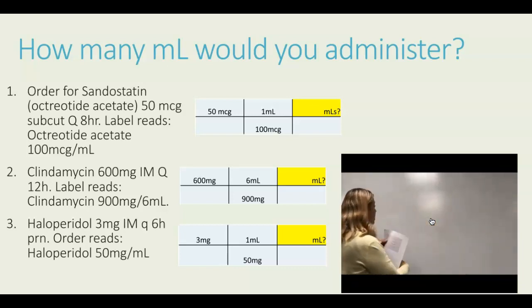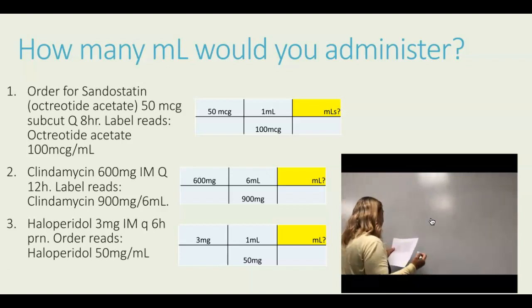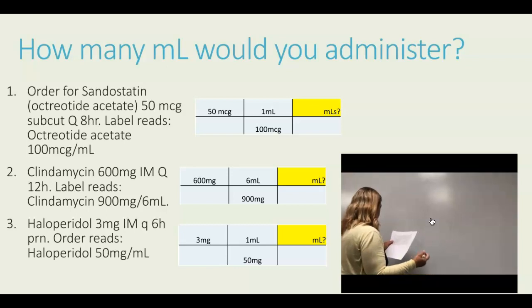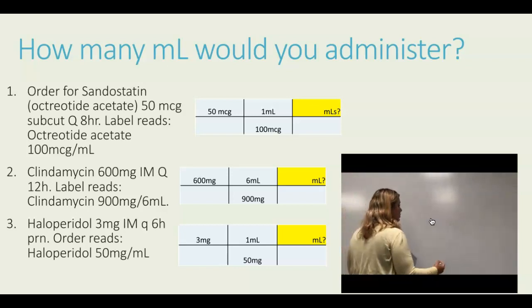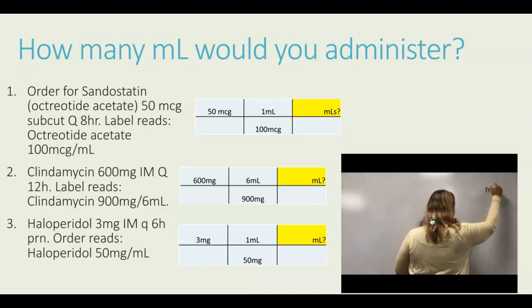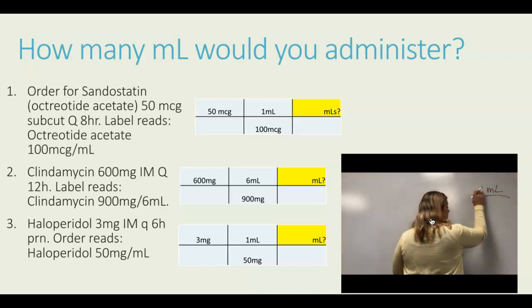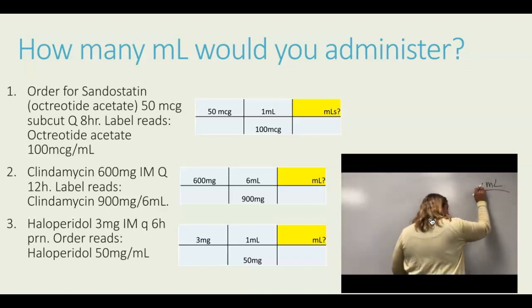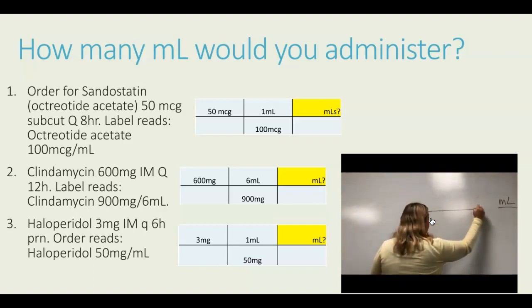All right, question number 2. We have clindamycin, 600 milligrams IM, every 12 hours. The label reads clindamycin 900 milligrams per 6 mL. And again, we're solving for the volume, so how many milliliters are we giving? So I'm putting milliliters by itself, and it needs to be on the top. So let's set up our problem.